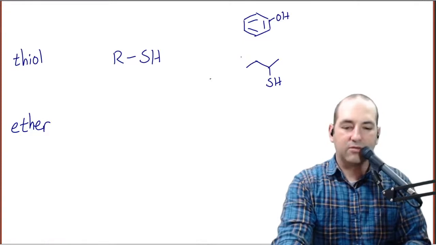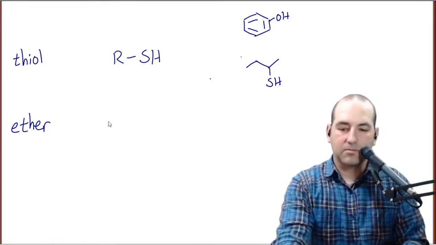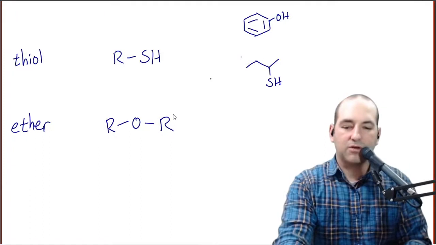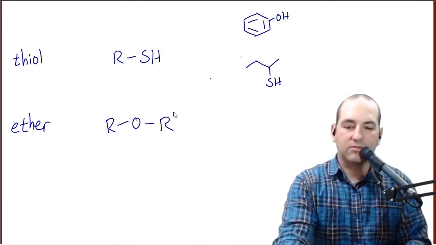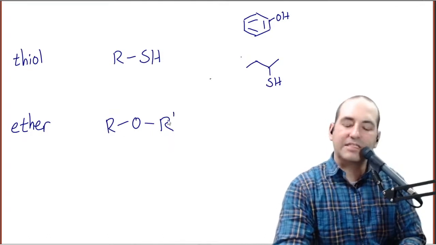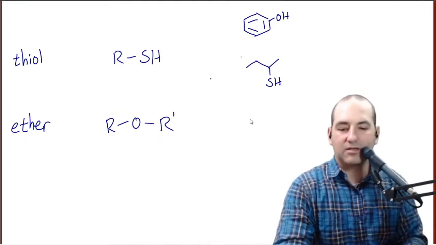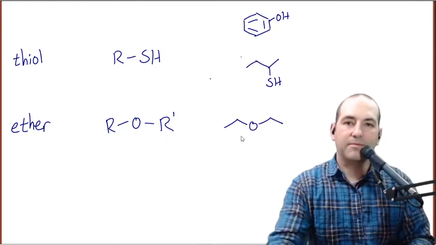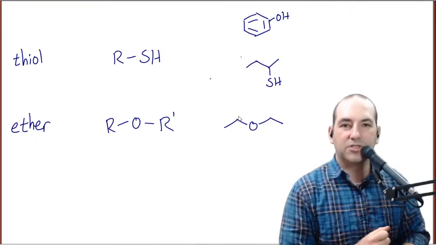And then our last functional group of this type is the ether, which is an oxygen in between two carbons. And I'm going to put a little dash there, a little apostrophe. This just tells us that this R on the left doesn't have to be the same as this R on the right. So we can have something like this where they are the same. This is diethyl ether. That is what we often refer to as just ether.